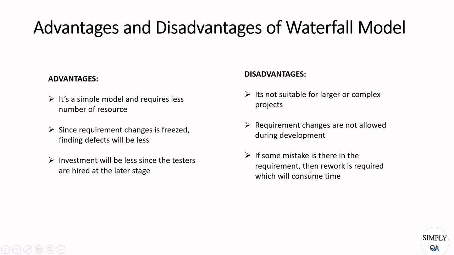And also, if there is any mistake in the requirement after freezing, then rework will obviously be required, because if there is some mistake in the requirement, the end result will not be produced as per the user requirement. So again, the user has to alter the requirement, and this entire phase will be gone through again. This is a kind of rework, which is the biggest disadvantage of this waterfall model.